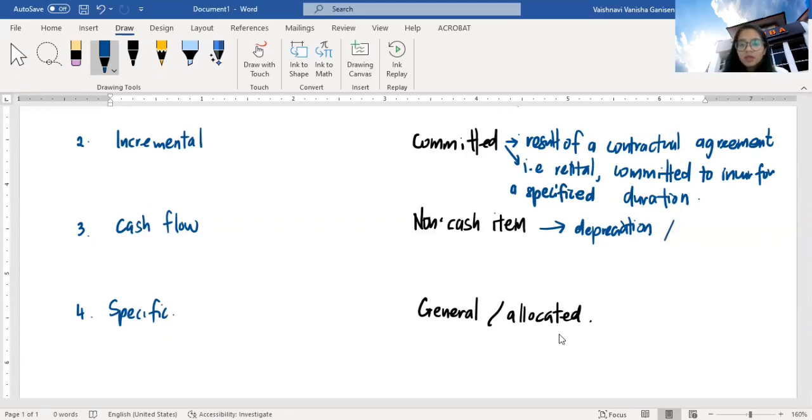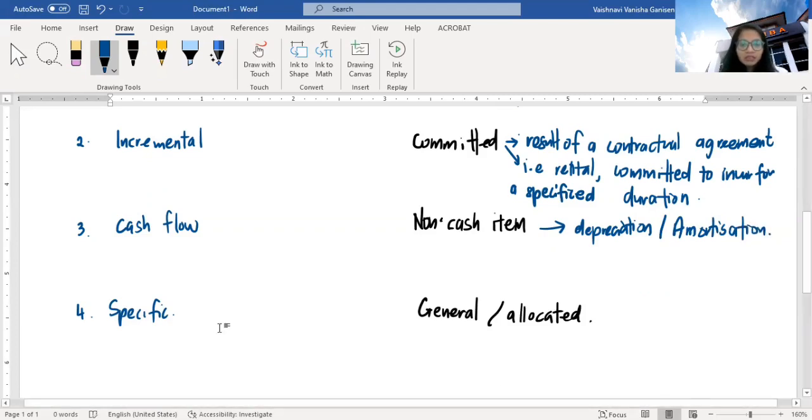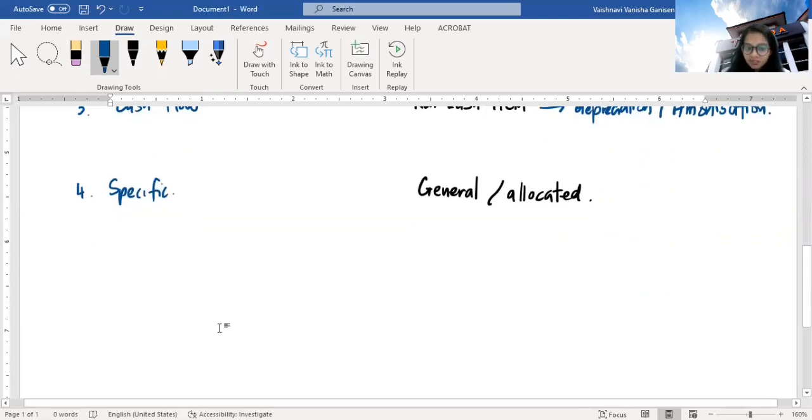Another example is amortization. And the final one is your specific cost. Specific means you have to specifically incur this cost as a result of your decision.